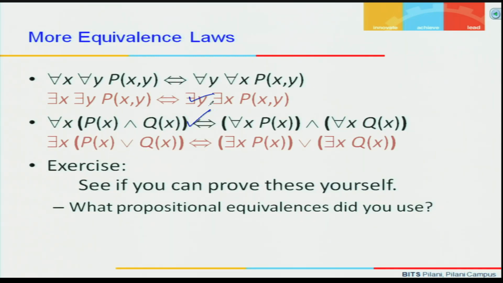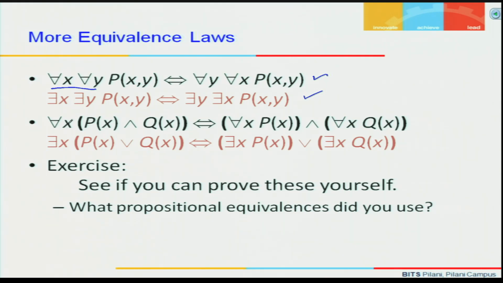Let us see some more equivalence laws. It really doesn't matter in this case: for all x for all y Pxy is equivalent to for all y for all x Pxy. It really means that you don't worry whether you put for all x before for all y or for all y before for all x. It really doesn't matter. The similar case holds with there exists also.